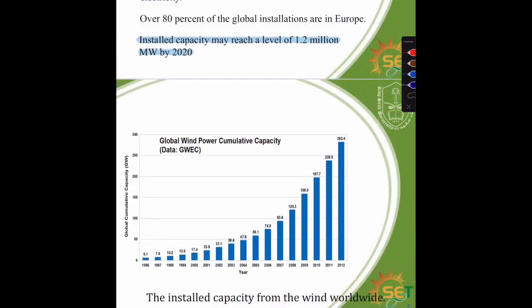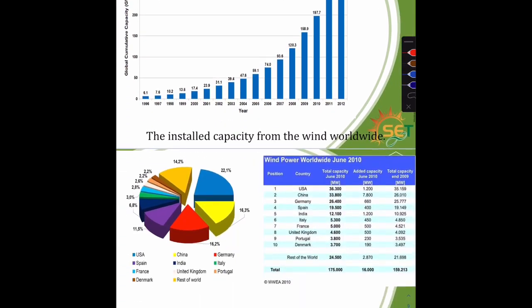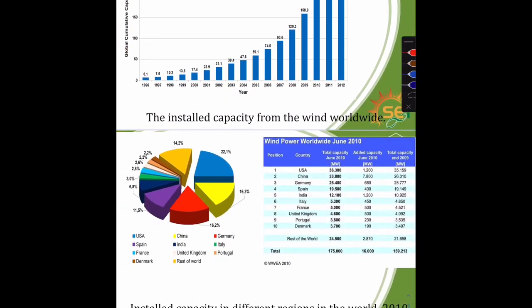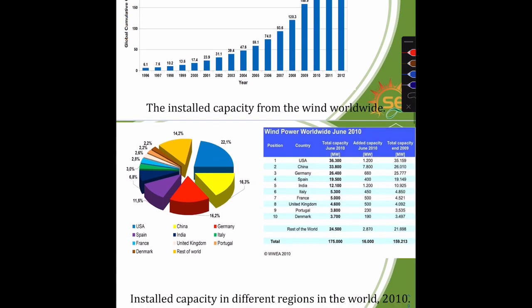Here we have the global wind power cumulative capacity, and we can see the development actually. The wind power worldwide in June 2010. Here we have USA with 36,300 megawatt, which is the most, of course, considering how large the country is. Second, we have China with 33,800 megawatt.